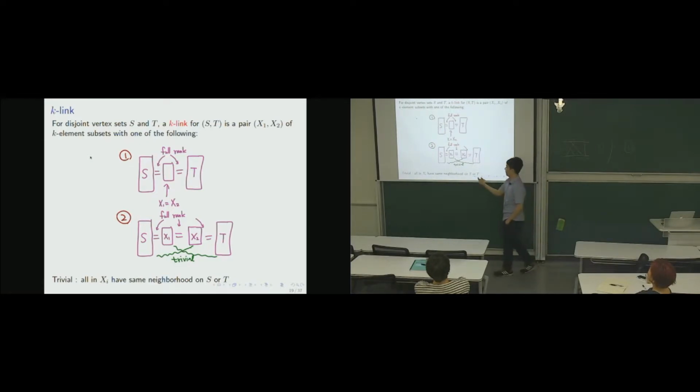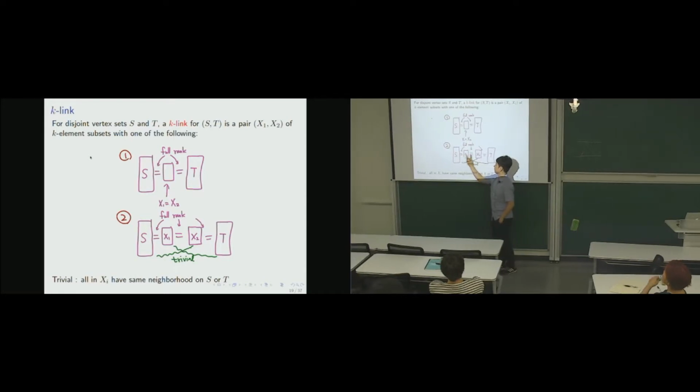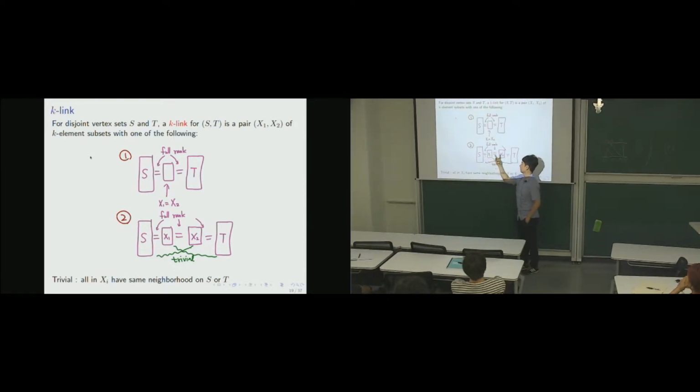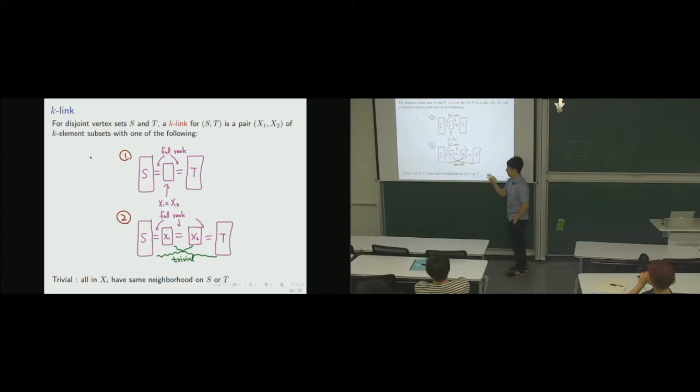Or you have two distinct sets, X1 and X2, and then you have a sequence of full rank in this order, but between S and X2, and between X1 and T, it is kind of trivial. Trivial here means that all vertices of Xi have the same neighborhood in T.